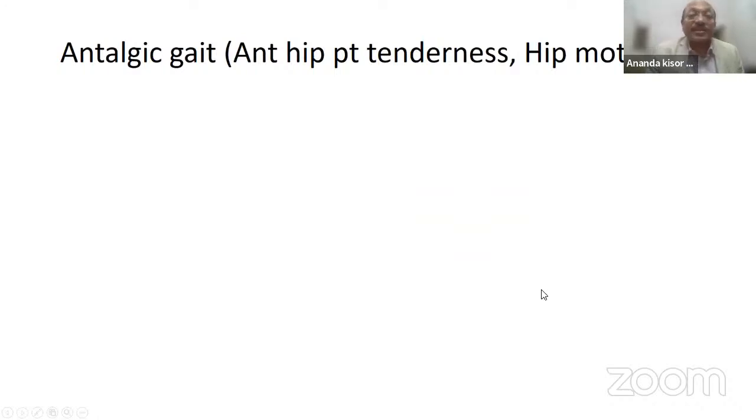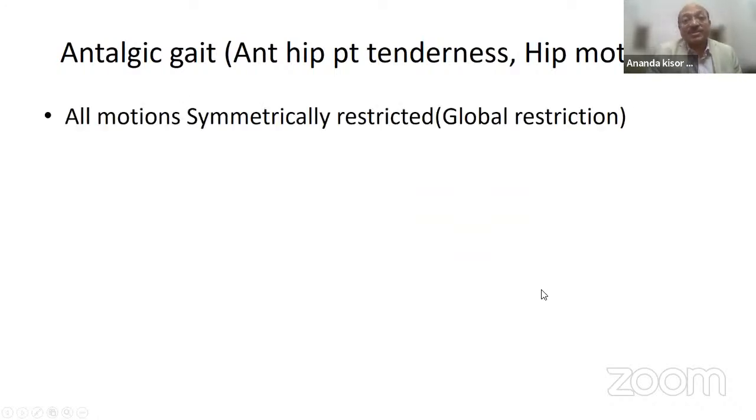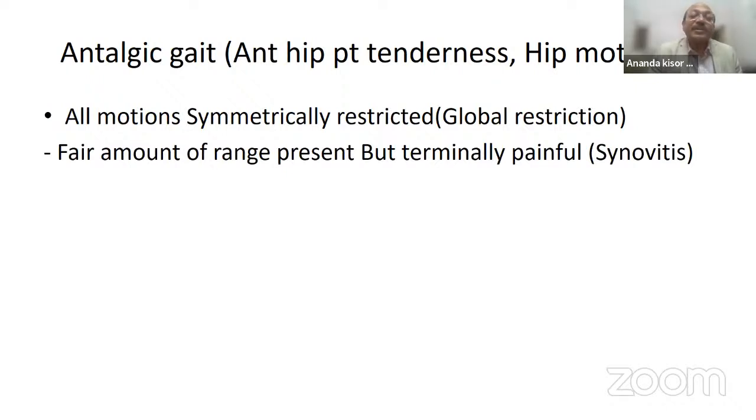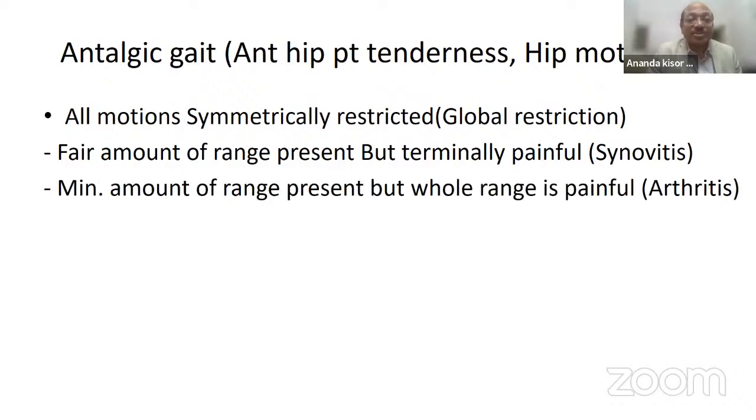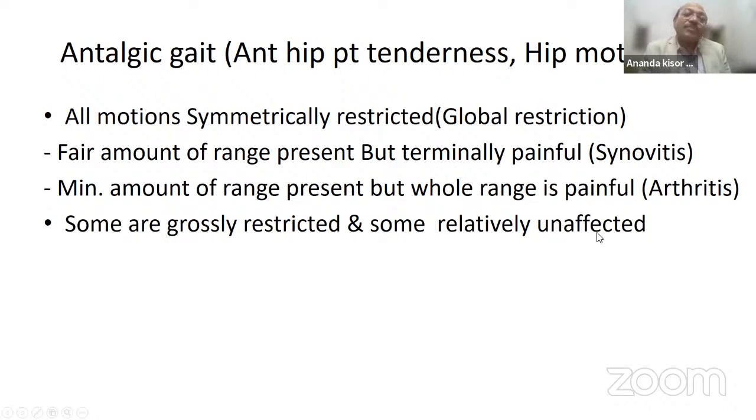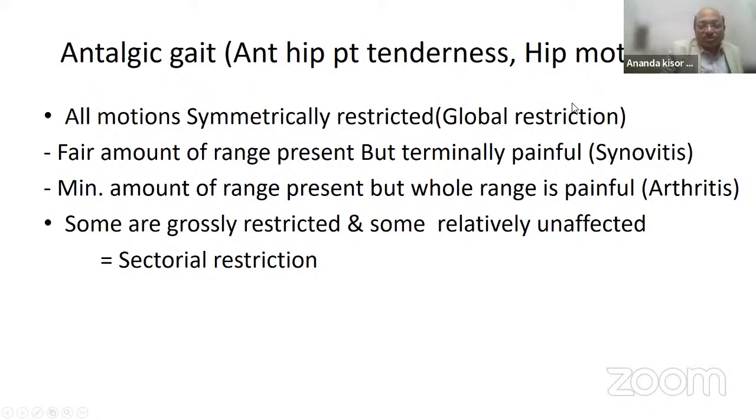If there is antalgic gait, we have to check first the anterior hip point tenderness, and next is the hip motions. Depending on that, we can check if all motions are symmetrically restricted. It's a global restriction. In that case, if a fair range is present but terminally painful, it is synovitis. If a minimal amount of range is present but the whole range is painful, it is known as arthritis. Whereas if some movements are grossly restricted and some are relatively unaffected, that means a sectorial restriction, that means a mechanical problem. So from antalgic gait, we have to check these points to come to the different diagnoses.